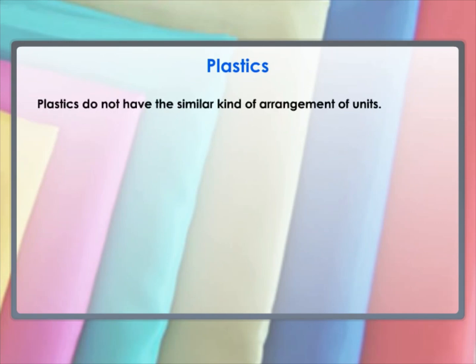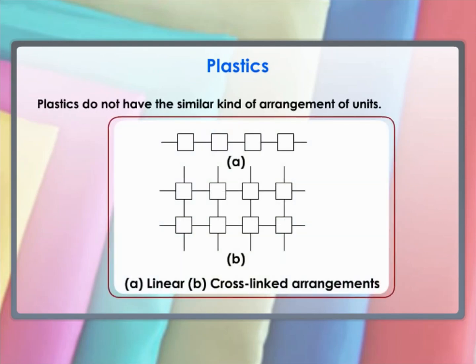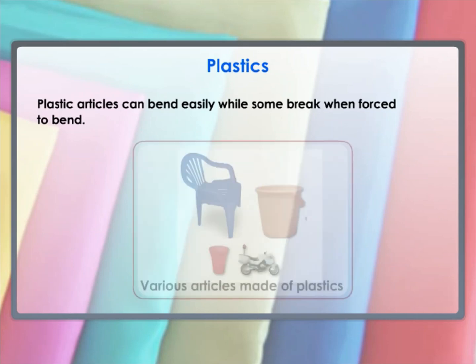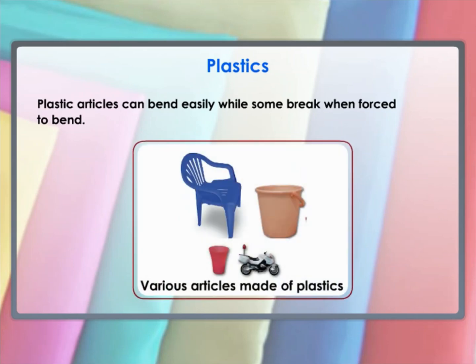Plastic is also a polymer like the synthetic fiber. All plastics do not have the same type of arrangement of units. In some it is linear, whereas in others it is cross-linked. We will observe that some plastic articles can bend easily, while some break when forced to bend.